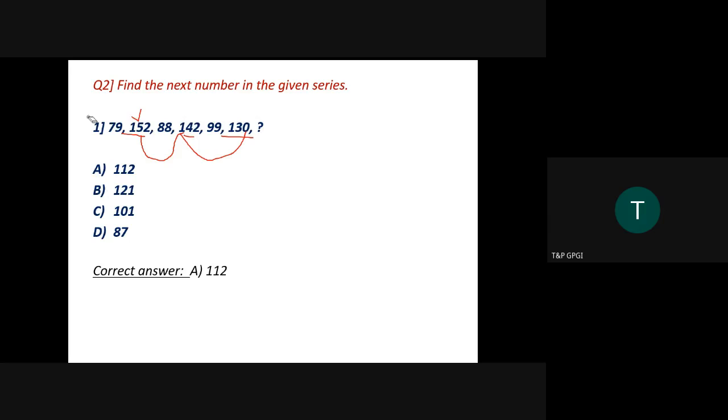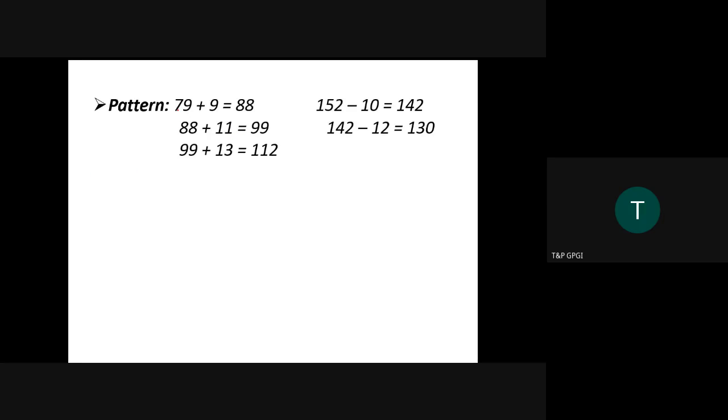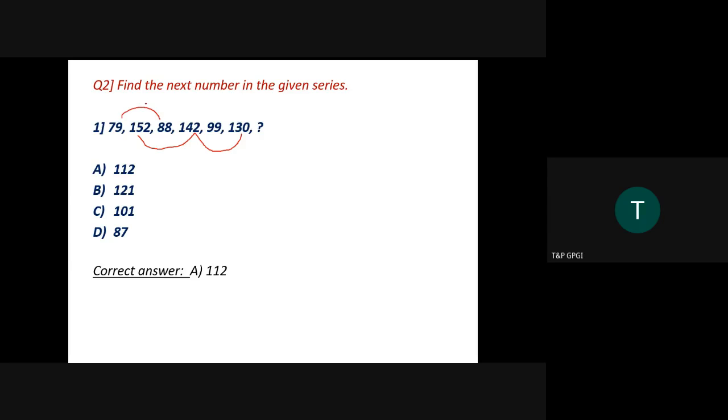So these are 3 digit numbers, that means they are following some pattern, and these are 2 digit numbers, so they are following some pattern. So 79 and 88, what is the pattern that they are following? 79 plus 9 gives me 88. Then 88 plus how much will give you 99? That is 11. So 88 plus 11 is giving me 99.